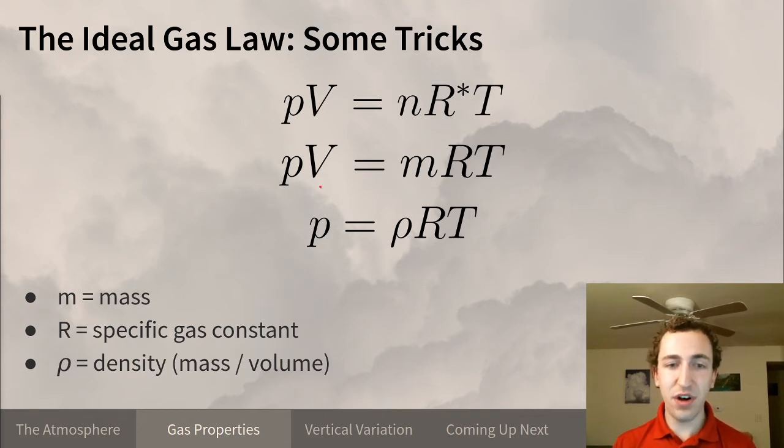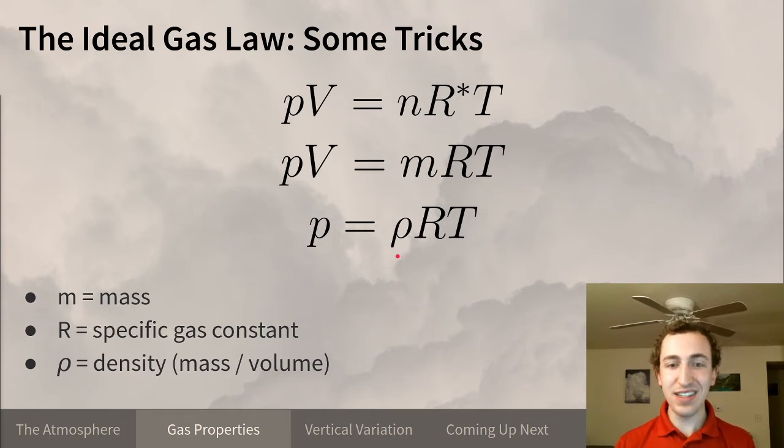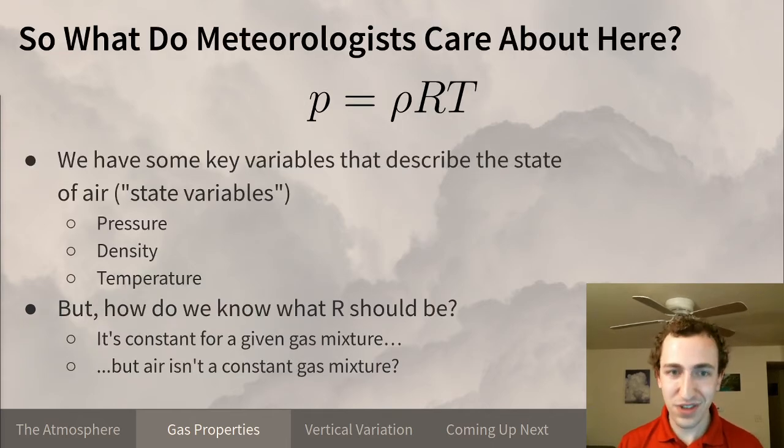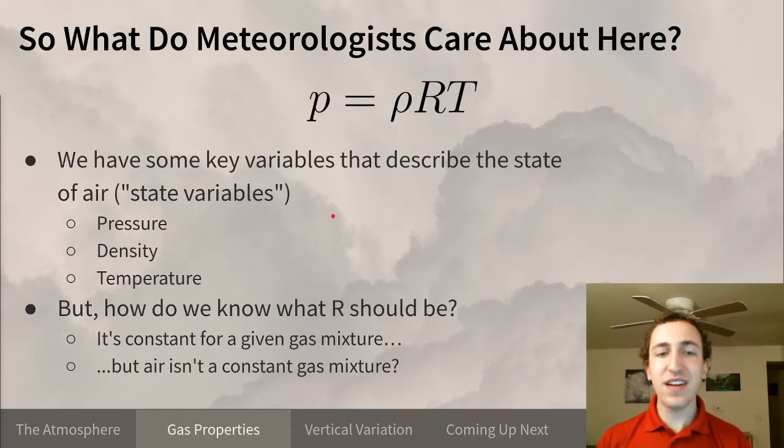Last thing, again, because volume isn't a local property, it's over some particular amount, we can divide by volume. And then we get this nice form, and we have this rho showing up. That's density. That's mass per volume. That's a local quantity. That's a good thing. So we get this nice local expression of the ideal gas law. And this is what meteorologists like talking about. So we have these state variables that describe the state of the air at any given point.